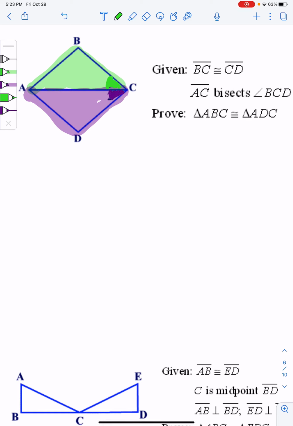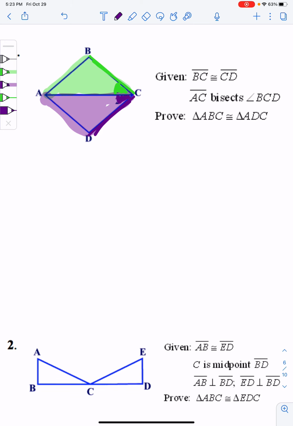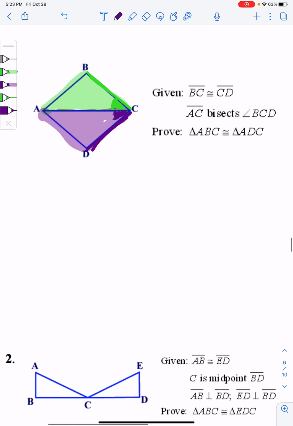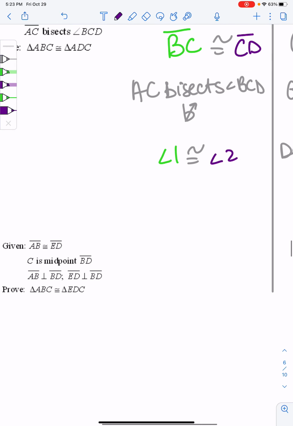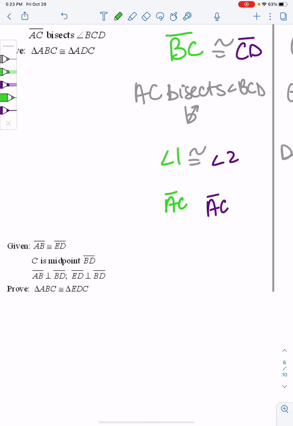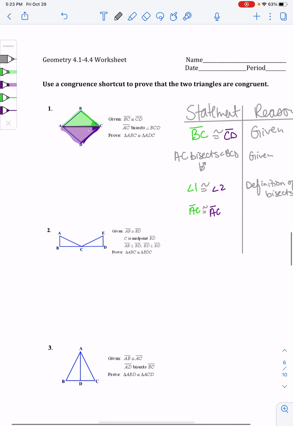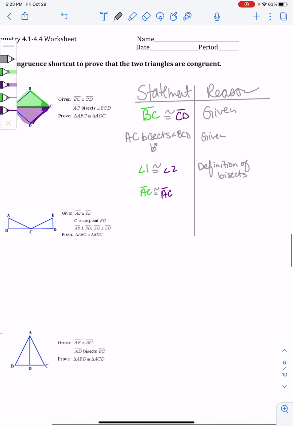They also told us this side right here matches this side. So we have a side and an angle. From our shortcuts, it's looking like side, angle, side, and I think I'm going to go with that because we've got these two. These are both AC. So we have the purple AC and the green AC. And those are both the same because they're literally the exact same line. The name for that is called reflexive.